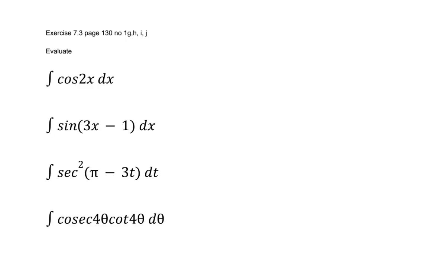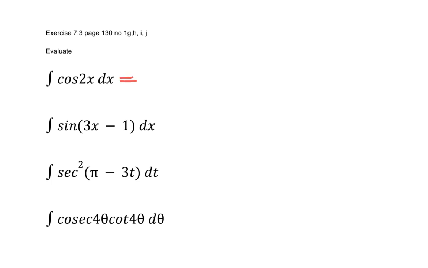We are looking at exercise 7.3 on page 130. Question number 1, G, H, I, J. Those ones are your basic applications of integration with trig functions, where you should just be using the table of antiderivatives and do everything by inspection. Right, so let's look at the first example.